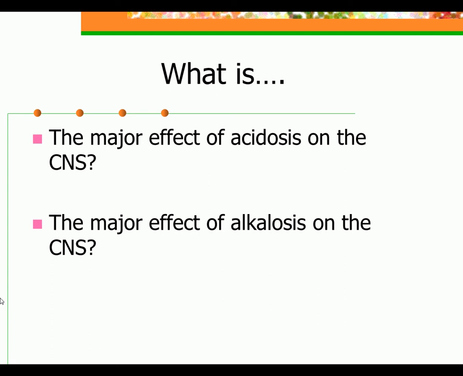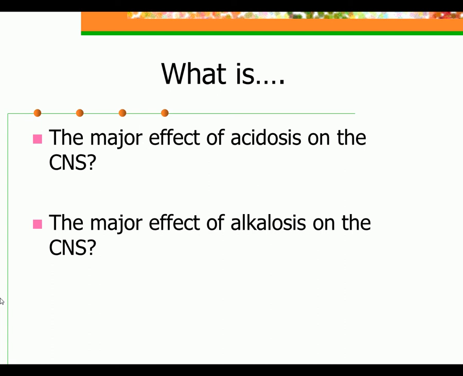Correction. So what is the major effect of acidosis on the central nervous system? Depression or stimulation? We've already talked about this. It is depression. Too much acid depresses the central nervous system. The major effect of alkalosis, too much base, on the brain is depression or stimulation? And the answer is stimulation.